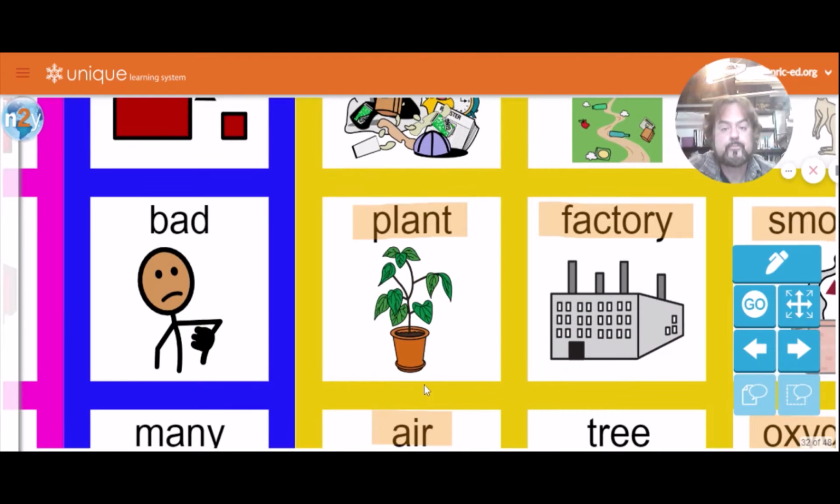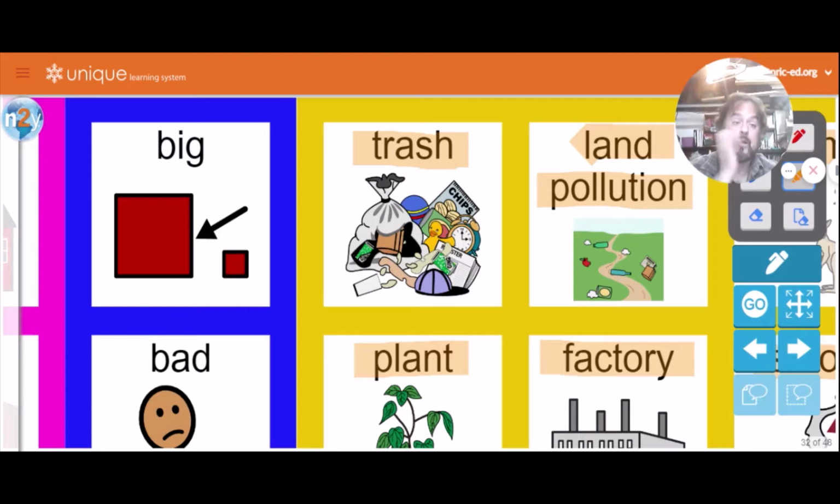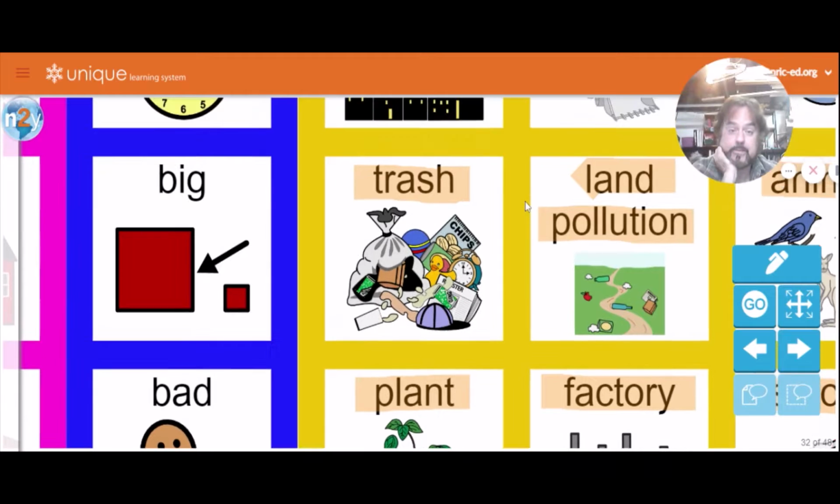Okay. What's this one? Trash. Too much trash. That's why we recycle, so we don't have as much trash. The recycling goes to a different kind of factory and gets made into new products. That's why we recycle things like bottles, paper, cardboard, glass, aluminum cans.